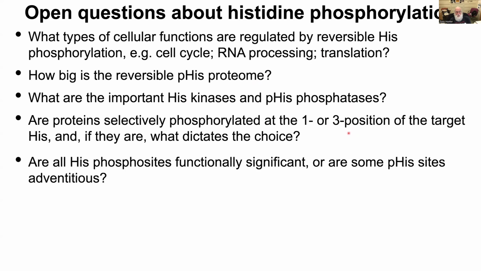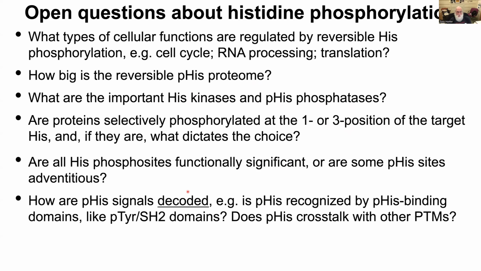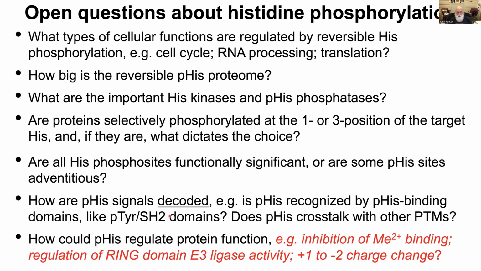Are all of the histidine phosphosites that one can identify functionally significant, or are some phosphohistidine sites adventitious, as has been suggested for some serine, threonine, and tyrosine sites? And how are phosphohistidine signals decoded? Perhaps the most important question, is there a phosphohistidine binding domain like an SH2 domain? And then what would histidine phosphorylation actually do to protein function?